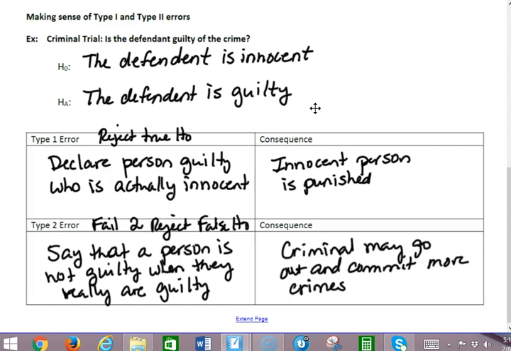Our judicial system in the United States is set up so that a type 2 error is considered worse, and we are more likely to let a criminal go free than to punish an innocent person. In other countries, they may think the type 1 error is worse, and they're more likely to imprison someone improperly because they don't want to let a criminal go free. So it just depends on your point of view sometimes.